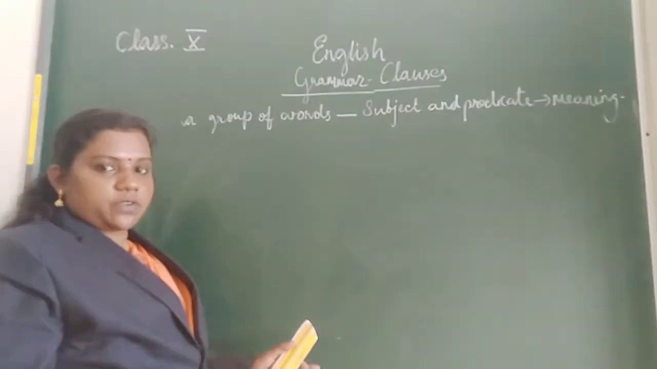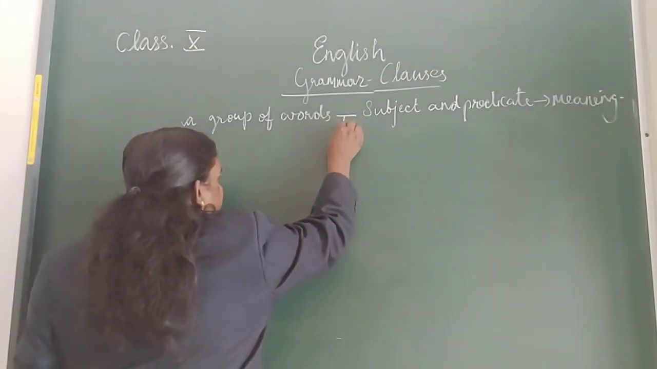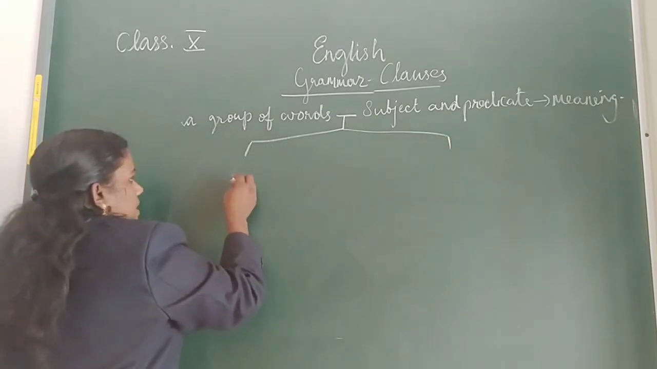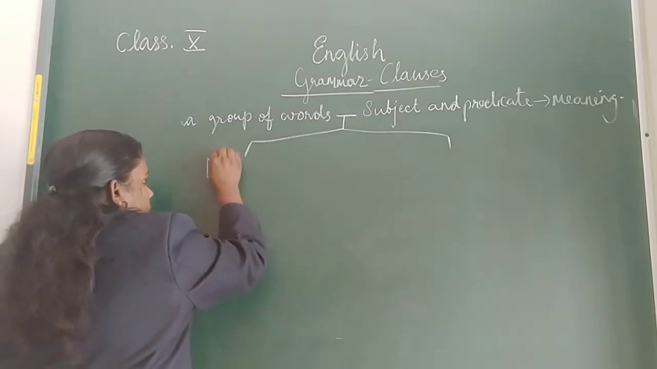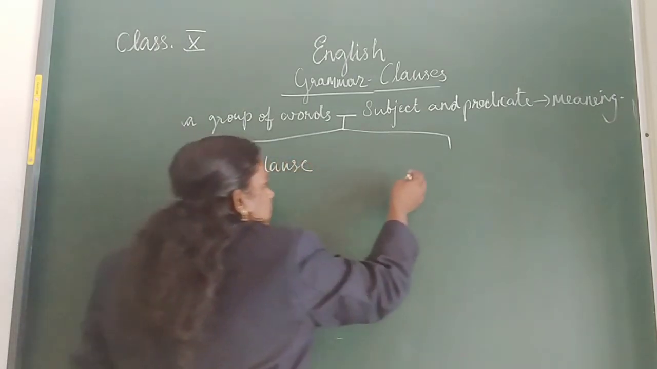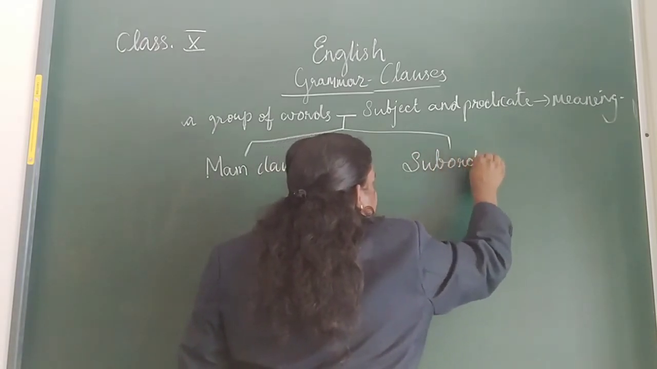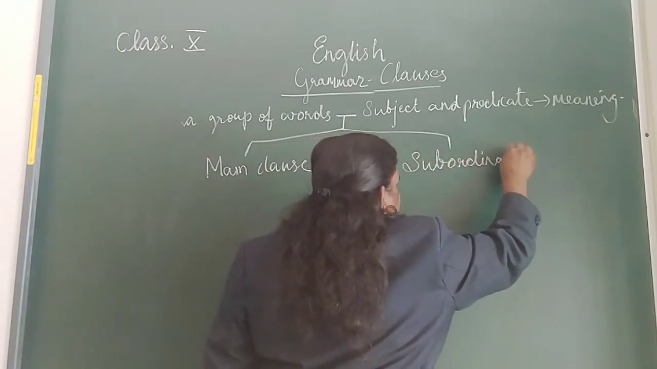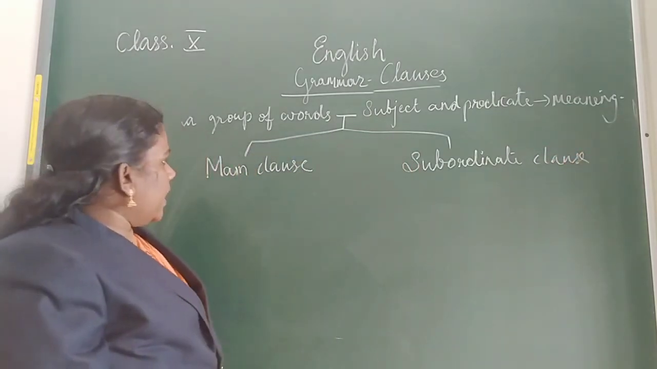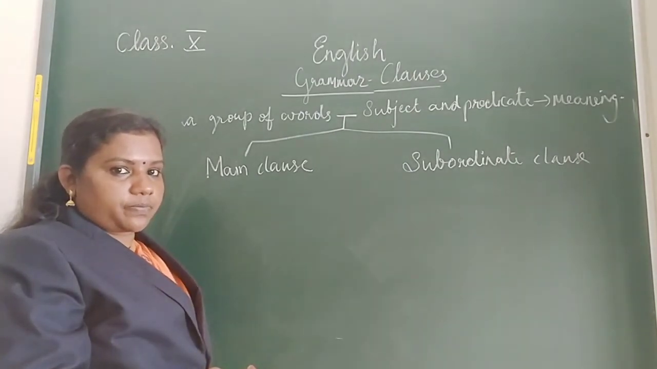Different types of clauses we can see, and the classification of clauses we can do. The first classification we can see like this: main clause and subordinate clause. So clauses we can classify into main clause and subordinate clause.